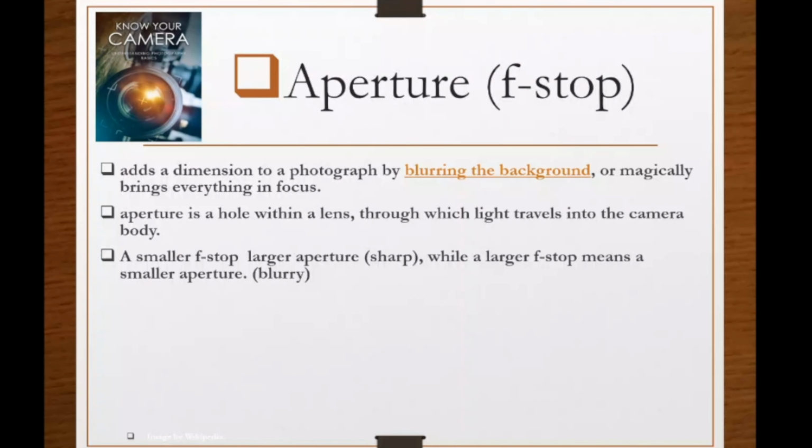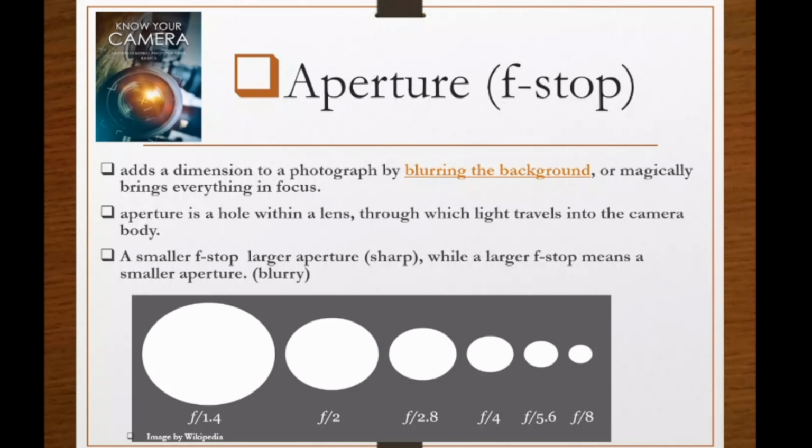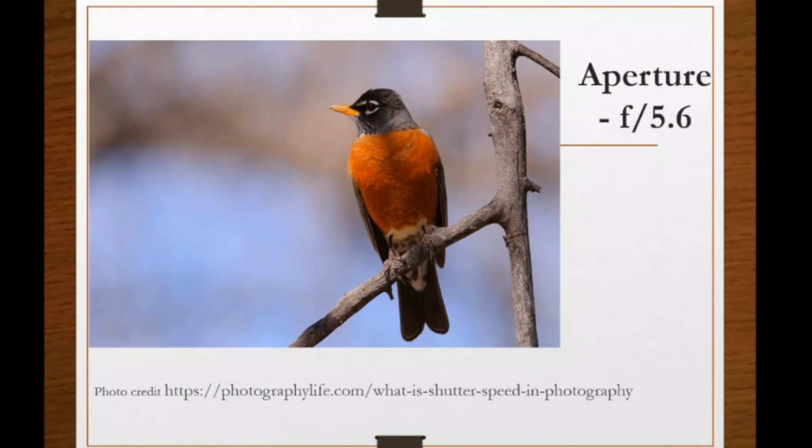Use a wide aperture for portraits or a soft background and a narrow aperture for landscapes, for sharp details throughout. So this is an example of an f5.6 aperture. Then compare it with the big aperture.